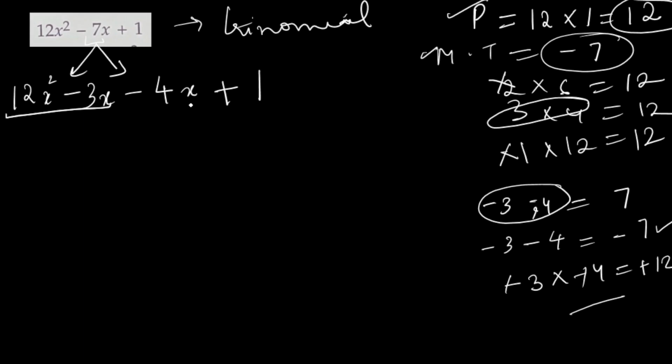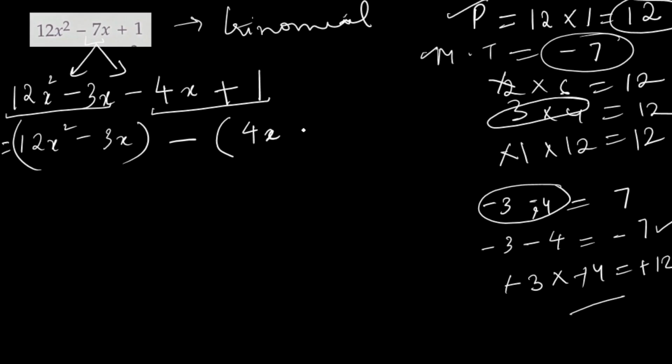So let's do grouping. The first two and last two I am just grouping together. 12x square minus 3x is the first group. Then, because the minus sign is there, I am starting the next bracket. Because minus is outside the bracket, you have to remember to change the inner sign whenever we are removing or writing a bracket from our end. So here this plus will be changed to minus, giving 4x minus 1. Now the grouping is done, so let's factorize them.